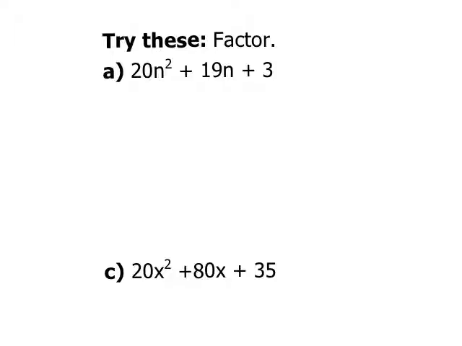Okay. So there is no GCF. So AC here is 60. Factors of that add to 19. So I start with 1 and 60. That doesn't work. 2 and 30 doesn't work. 3 and 20 doesn't work. And then I make it to 4 and 15.